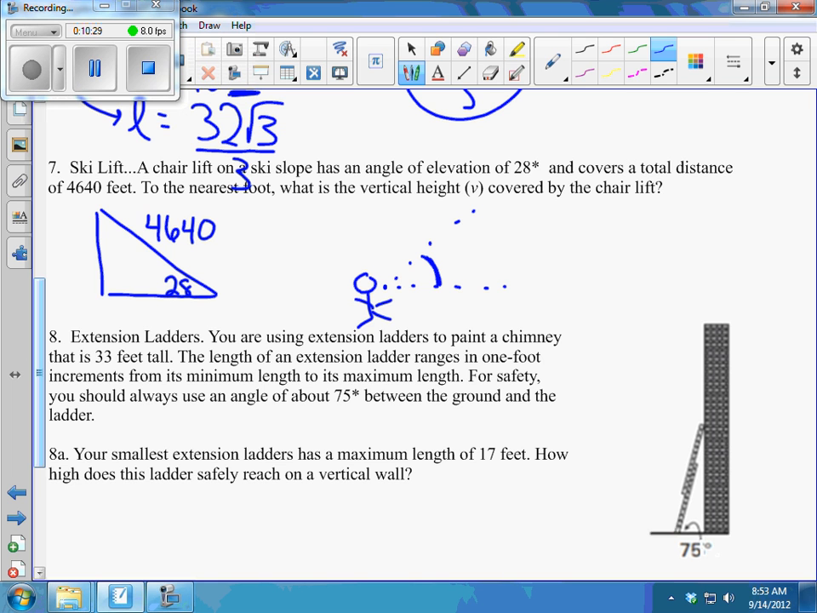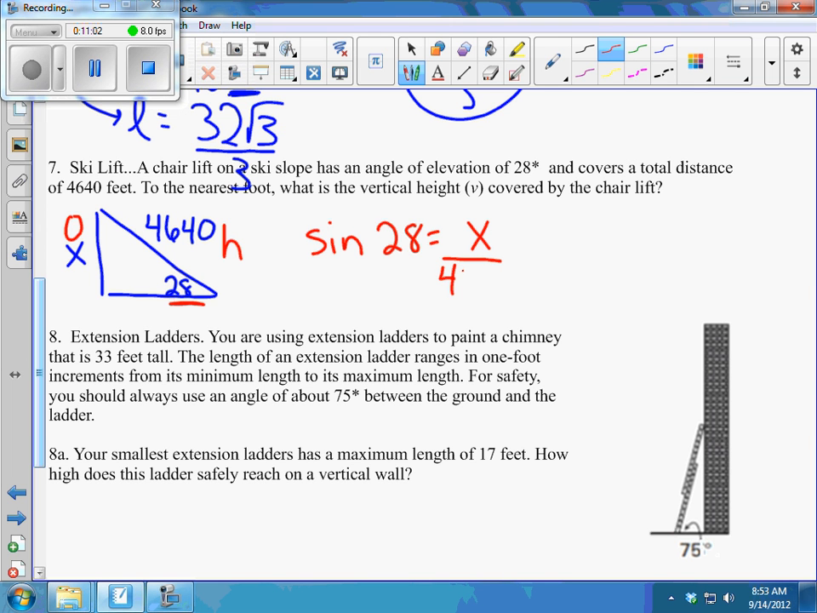And it says to the nearest foot, what's the vertical height covered by the chairlift? This is what I'm looking for. So at this point, I just have to figure out, is this sine, cosine, or tangent, because I've got a right triangle, and it's not a shortcut because I have 28 here and not any of those special numbers. So looking at my picture, I've got my hypotenuse, but then x is opposite. So with SOHCAHTOA, O and H is the SO. So I'm going to be using sine. And behind the sine, I'm going to put my angle, and then it goes opposite over hypotenuse.